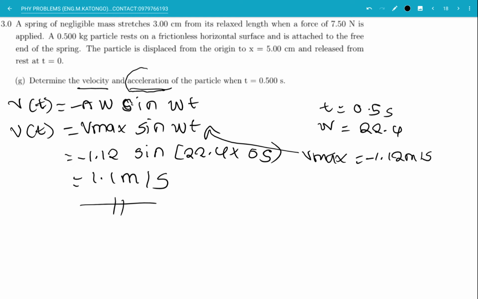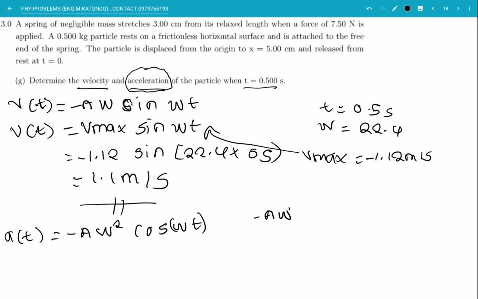The other part of the question says we have to determine the acceleration as well at the same time. So our acceleration as a function of time equation is given by negative A omega squared cos of omega t, where we know that negative A omega squared is the maximum acceleration, which we had previously obtained as negative 25.1 meters per second squared.